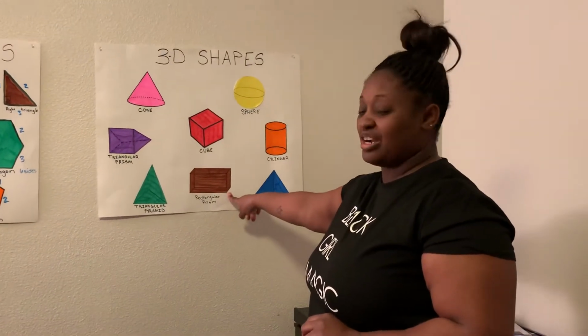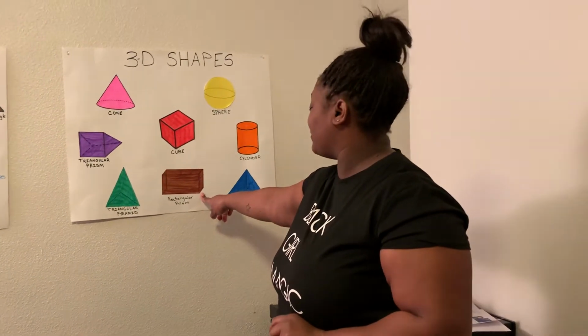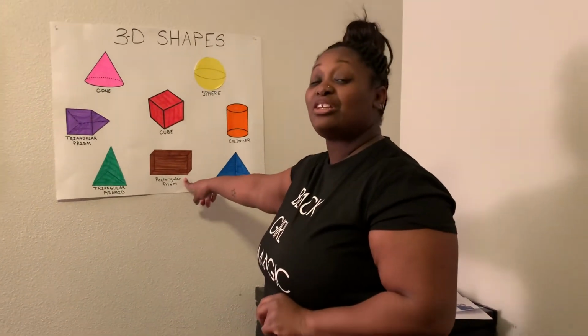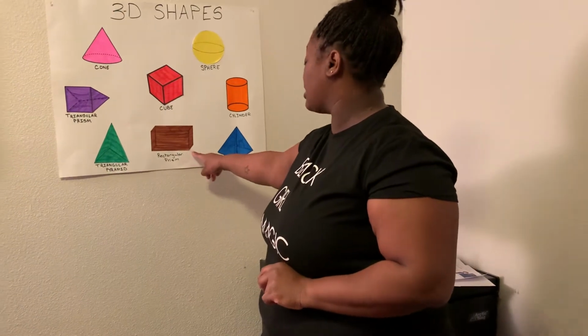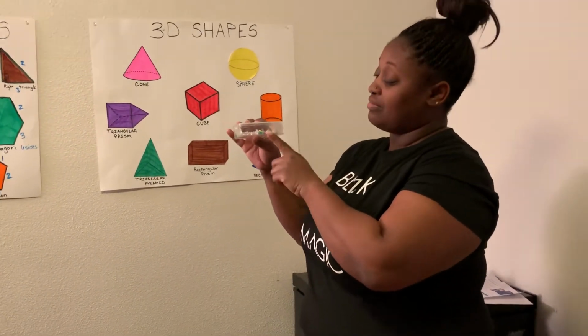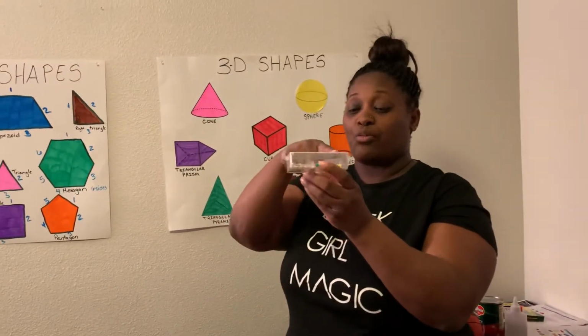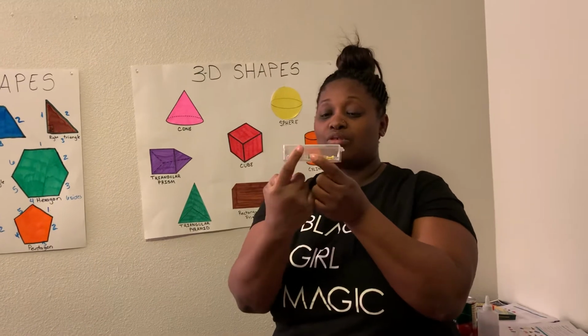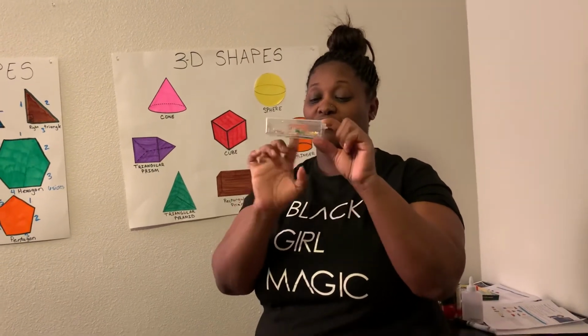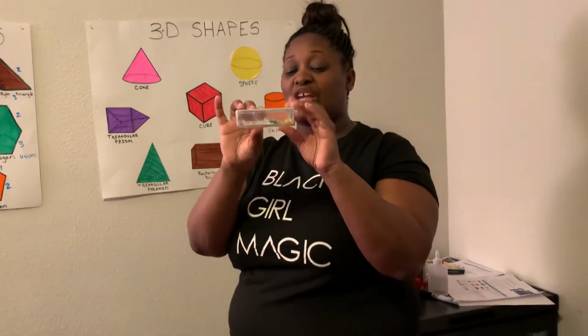And this shape right here, what does it look like? It does look like a rectangle, but it's called a rectangular prism. Rectangular prism. And I have something that looks kind of like it. We can count the faces on here. Let's count them. 1, 2, 3, 4, 5, 6. 6 faces.